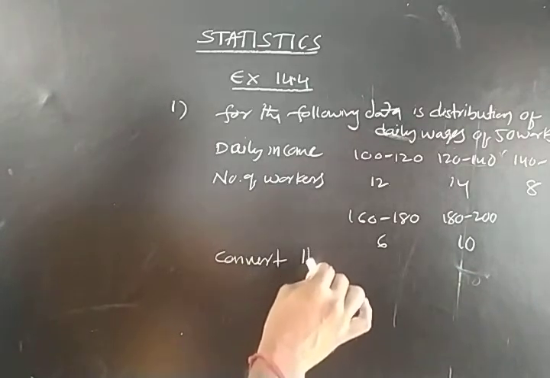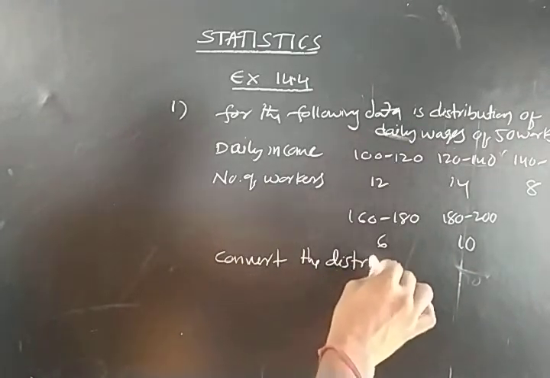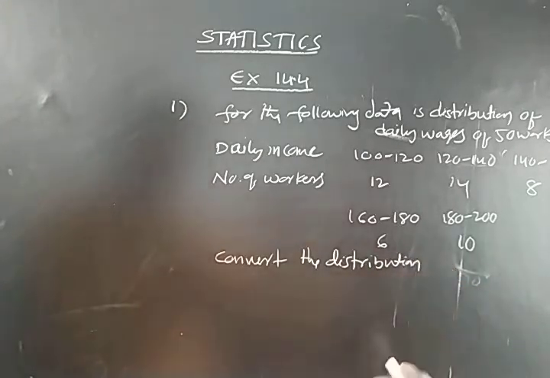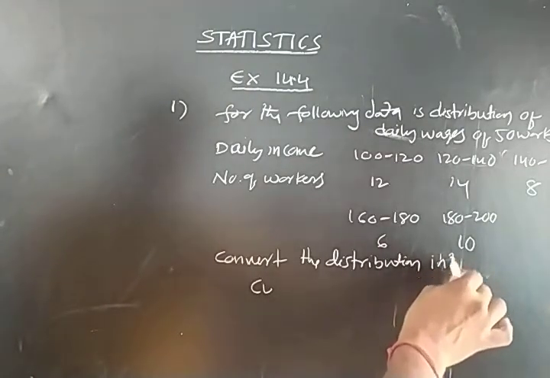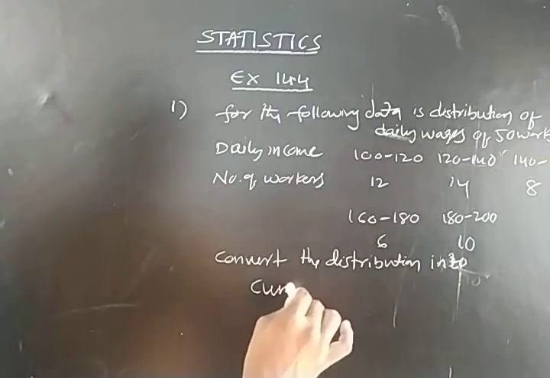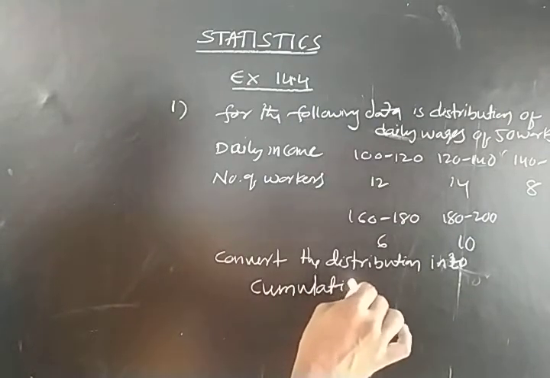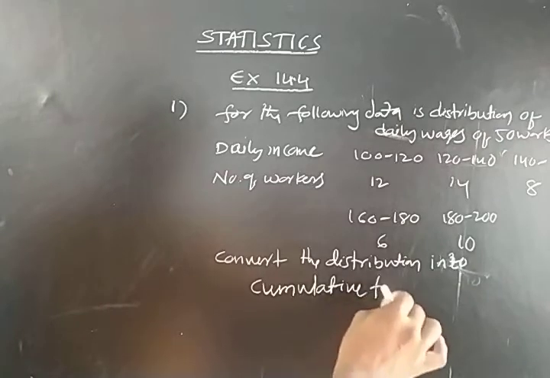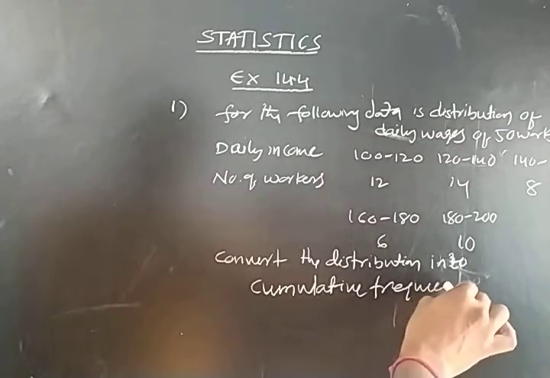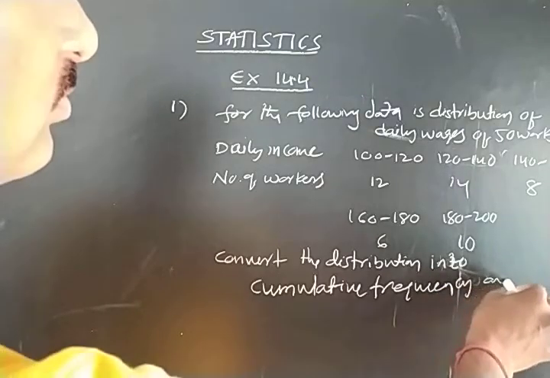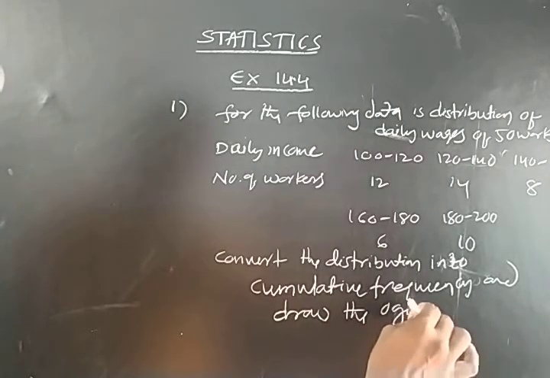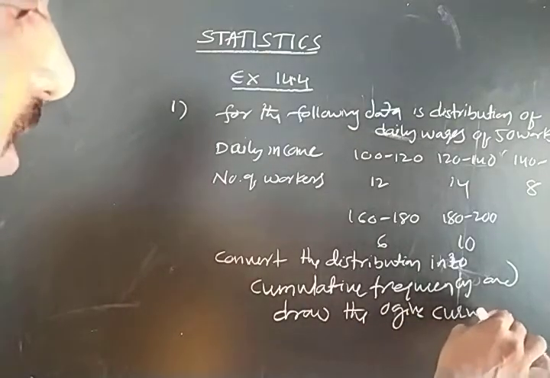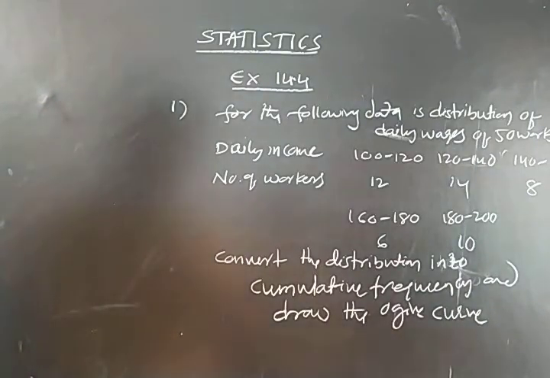Convert the distribution into cumulative frequency and draw the OG curve. The OG curve is nothing but the less than type or more than type curve. The less than type curve is also known as the OG curve, and the more than type is also known as the OG curve.